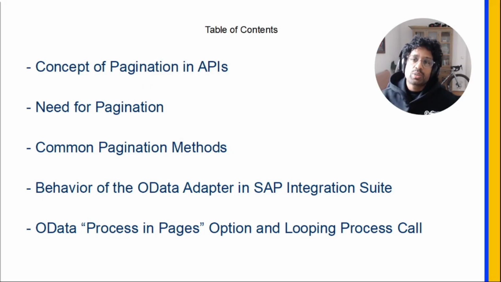In this video, we'll explore the concept of pagination in APIs, why it is needed when you are working with large datasets, and what the common methods are, like offset pagination and cursor-based pagination. What is the concept? And then we will look at how the OData Adapter in SAP Integration Suite handles pagination. Then we'll look at, in the system SAP Integration Suite using a sample iFlow, how the processing pages option and the looping process call pattern work, and how you can implement pagination efficiently in your integration flows.